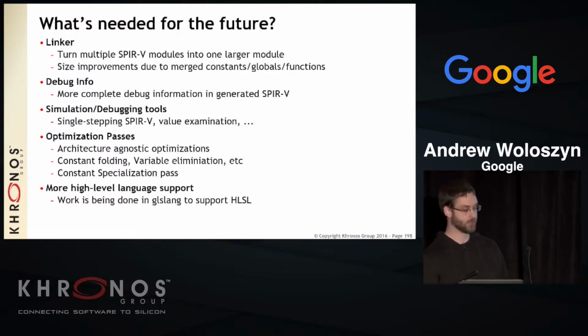Other things for the future: simulation and debugging tools, for example, single-stepping SPIR-V value examination. There's a bunch of opportunities there. A bunch of additional optimization passes for SPIR-V opt, a bunch that we thought up: constant folding, variable elimination, a constant specialization pass would be very helpful. I'm sure a lot of people would enjoy that. And any other kind of architecture-agnostic optimizations.